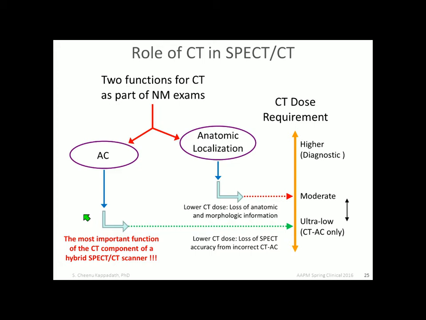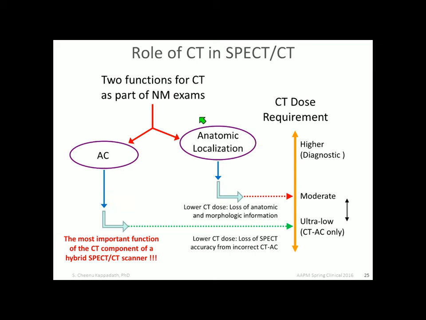So we could ask, what quality of CT do I need if I want to do SPECT CT? There are two roles that CT plays when you acquire SPECT CT. One is to do the attenuation correction, and this, by and large, is the most important function of the CT component of a hybrid SPECT CT system, which is really to provide good attenuation correction so you have high quality SPECT images. So you can actually get SPECT systems that have CT for attenuation correction only. Those have fairly low quality CT, but you get good attenuation correction properties from them.